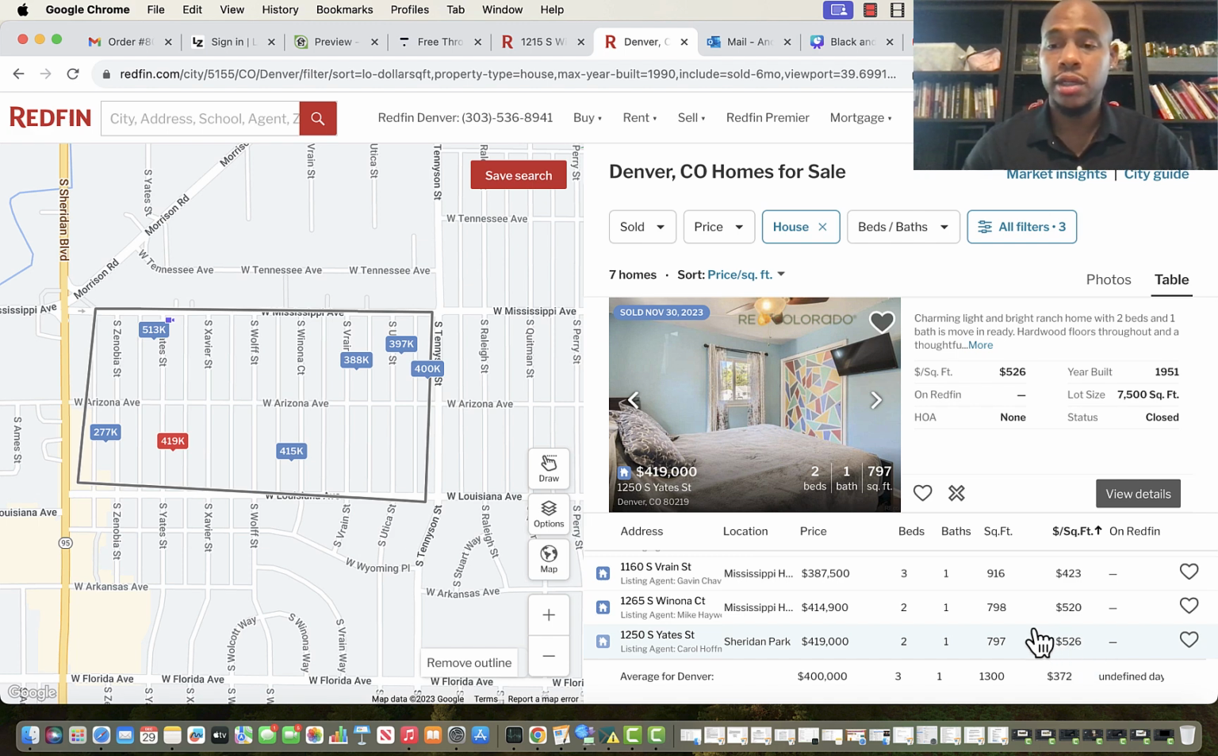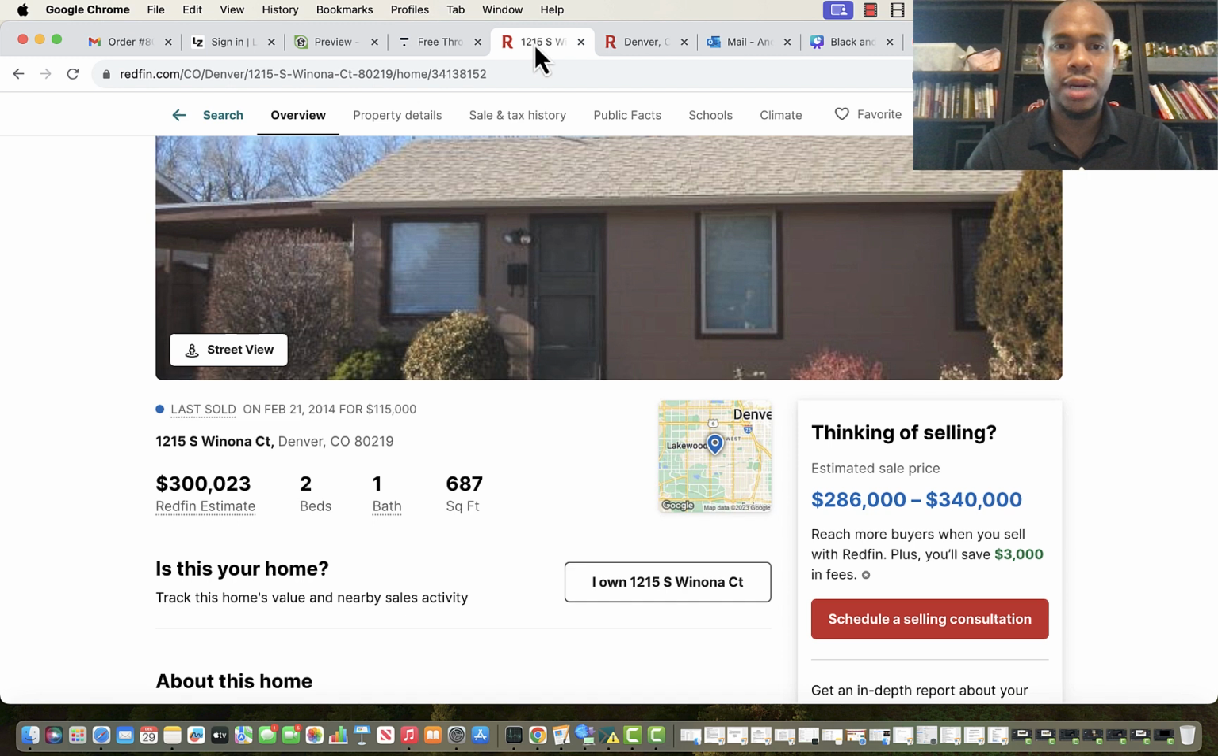So you're going to pull out your calculator, right? And you're going to multiply 526. That is the price per square foot that your comp sold for, the renovated comp. We're going to do 526 times. We're going to multiply it by our subject home square footage, which is 687. And that comes out to 361,000. That is the ARV for this home, 361,000.